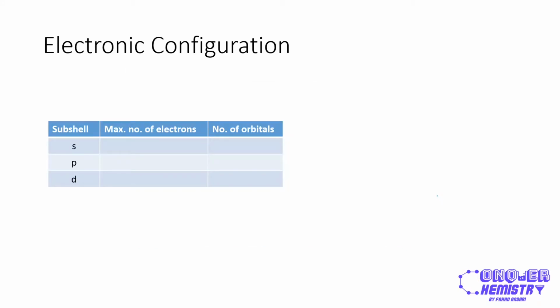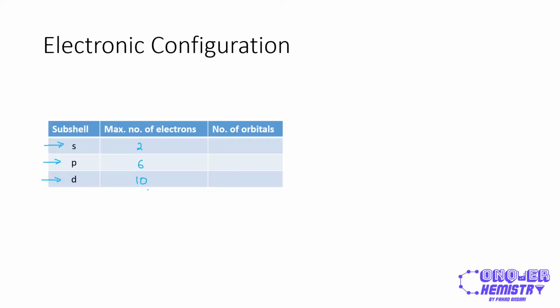Now let's talk about subshells. Now there are 3 kinds of subshells that you will encounter in your AS level course, which are the S, the P, and the D subshells. Now the S subshell can hold a maximum of 2 electrons, the P subshell can hold a maximum of 6, and the D subshell can hold a maximum of 10 electrons in that subshell.